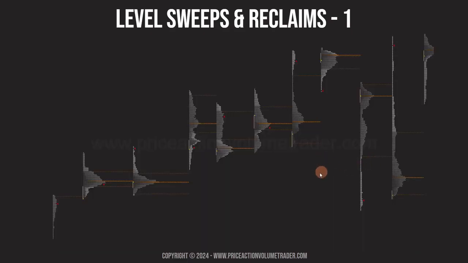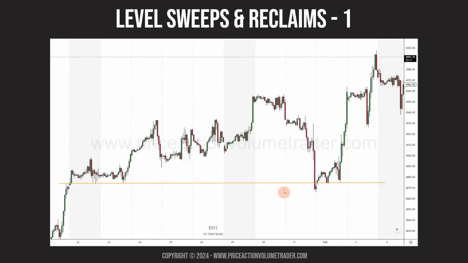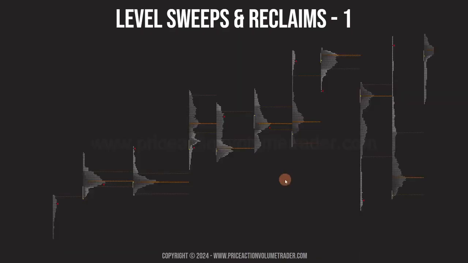If we look at this same example, but now through the eyes of market profile as well, you can see we have here Monday, Tuesday, the lows here that are holding. Then this is the day where we have the breakdown below that level.